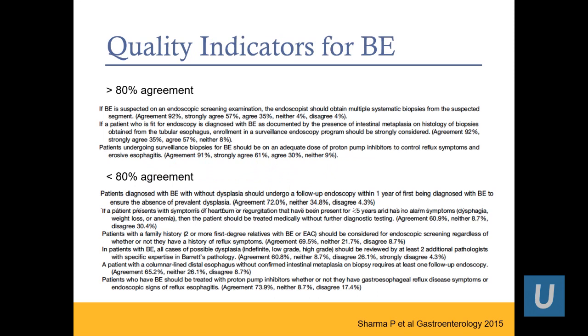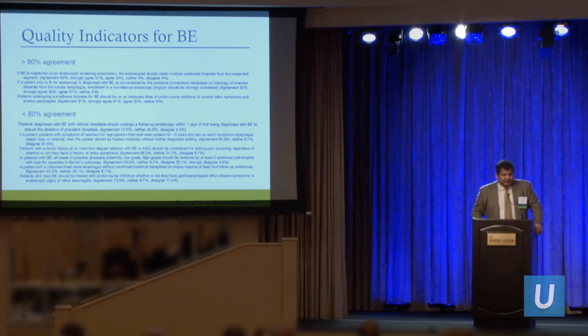They could only get 80% agreement on about 3 things, and this is a little hard to read. It's in your handout. I'll just tell you, though. Basically, they said that the endoscopist should obtain multiple biopsies from the suspected area. So they agree that if you see Barrett's, you should biopsy it. And that patients who are diagnosed with Barrett's should undergo some form of surveillance, and be enrolled in that. So they could agree on that. And that if you had some evidence of inflammation or GERD symptoms, you should treat them with a PPI.